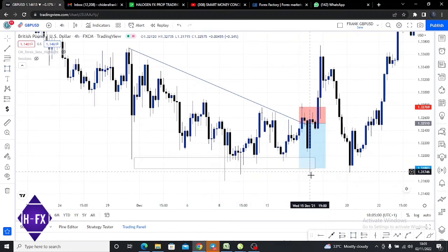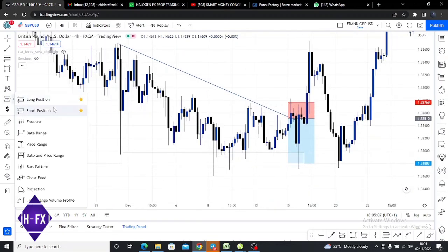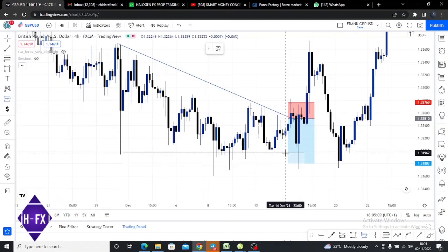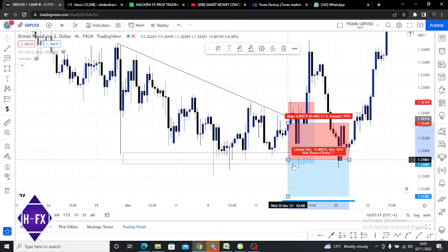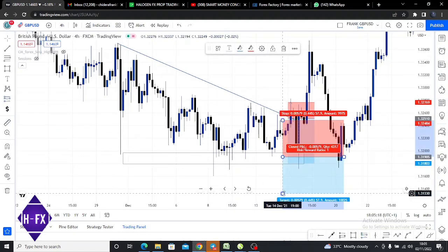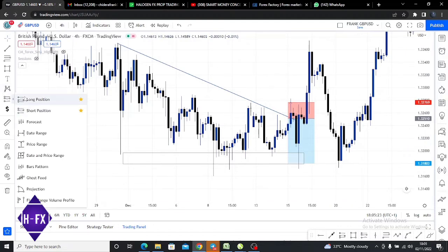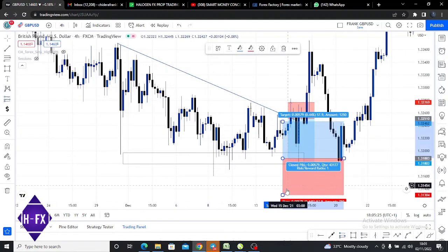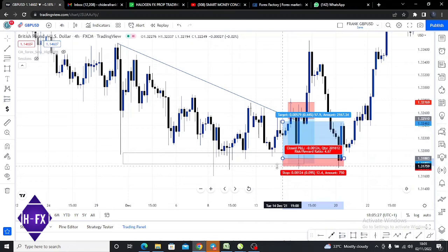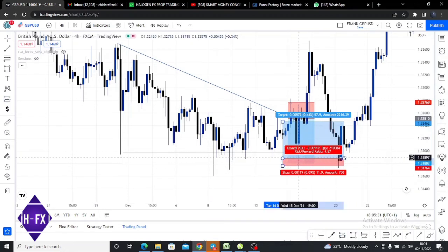Those that are willing to buy from this support, and also sell the breakout. Just watch very well. The retail traders are willing to buy from this support, and definitely their stop loss is below that support.